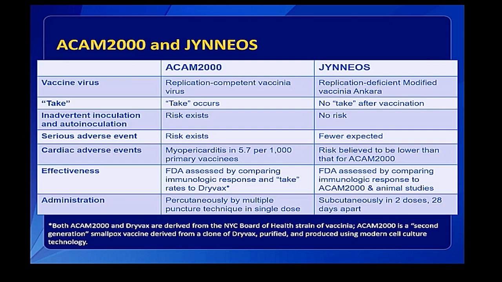With respect to cardiac adverse events, ACAM2000 has myopericarditis reported at a rate of 5.7 per 1,000 primary vaccinees. And with Jynneos, there's not been myopericarditis reported in association with this vaccine. So there is a theoretical risk, but if there is any risk present, it is believed to be lower than that for ACAM2000. With respect to effectiveness, ACAM2000 was licensed by FDA based on comparisons of the immunologic response and take rates to Dryvax, the previously licensed vaccine. And Jynneos similarly was assessed by comparing the immunologic response to ACAM2000 and also taking into account animal studies. For administration, ACAM2000 is given percutaneously by multiple puncture technique in a single dose, whereas Jynneos is given subcutaneously in two doses separated by 28 days.